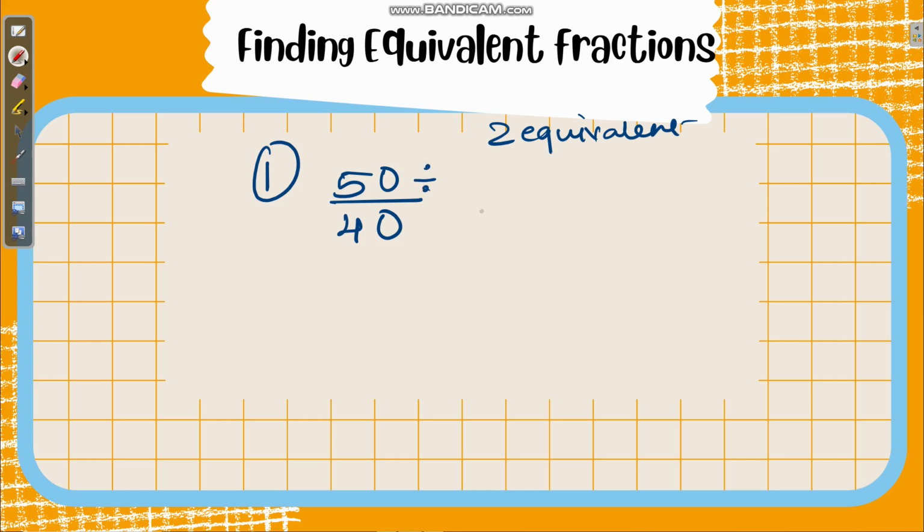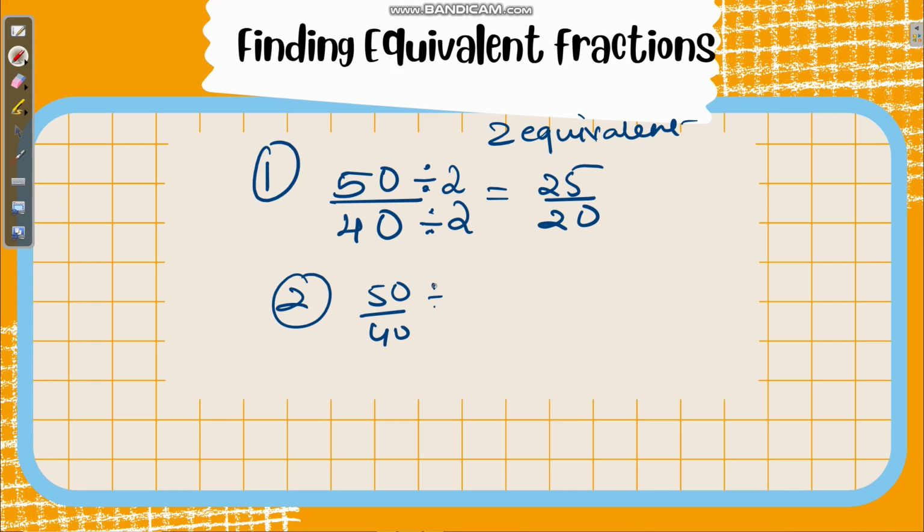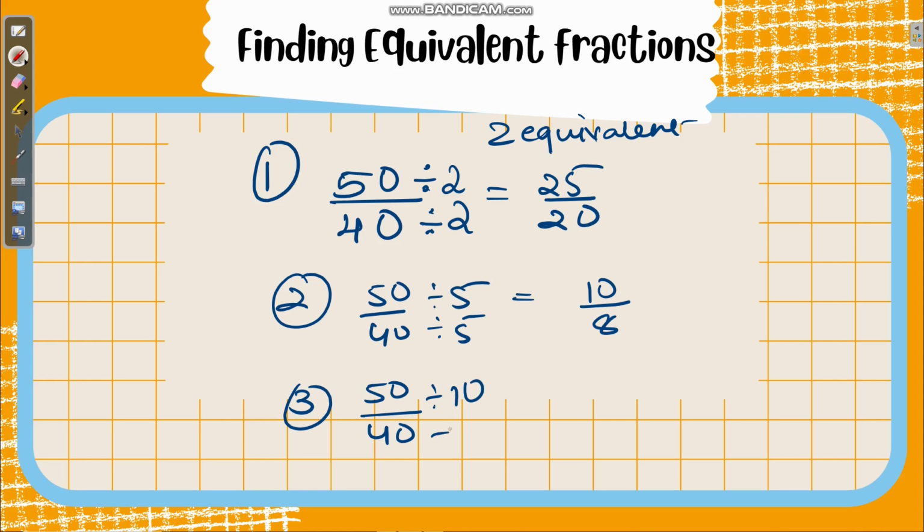So you have to take such a number which will divide both your 50 and 40. So I can take the number 2. So your answer will be 25 upon 20. I can take the same fraction. I can divide by 5. Divide by 5. So I'll get 10 upon 8. I can take the same example. I can divide by 10. So I'll get 5 upon 4. So you can get the answer by dividing also.